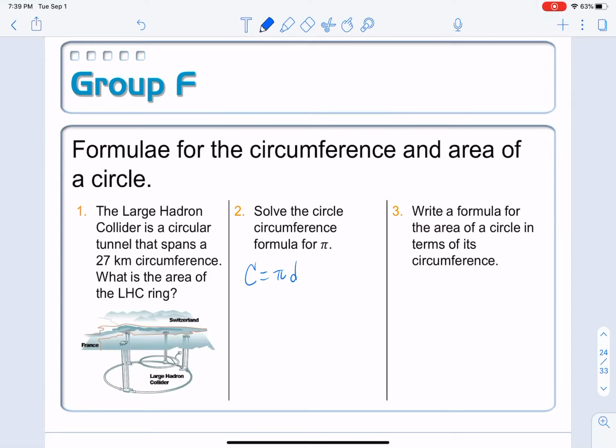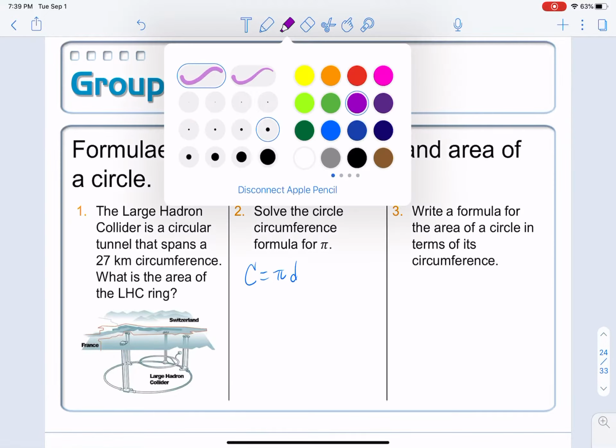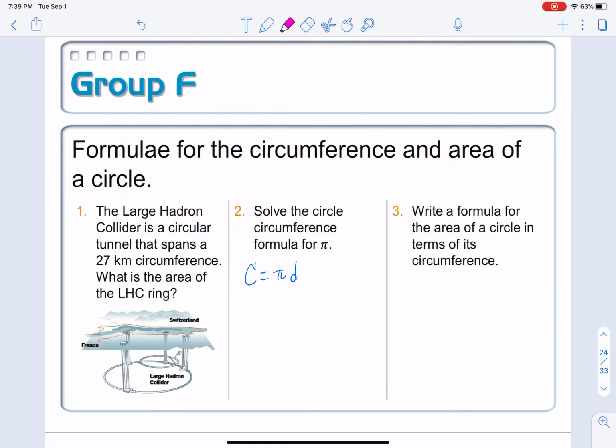On the right-hand side, I am solving it for pi. I'm going to highlight it here, not with that color, it's getting magenta. I'm going to get pi by itself, right? So pi is currently being multiplied times the diameter. To get rid of the diameter, I will divide both sides by d.